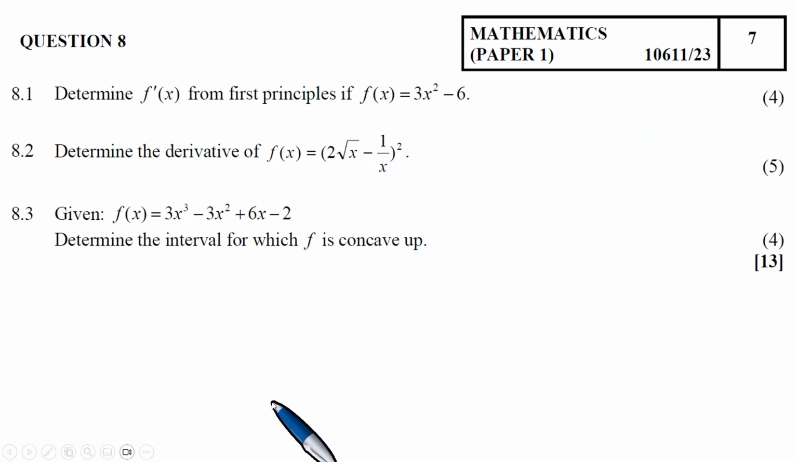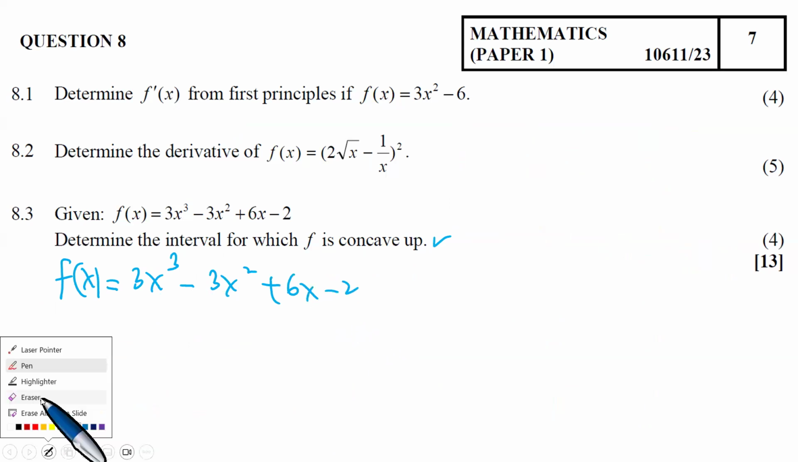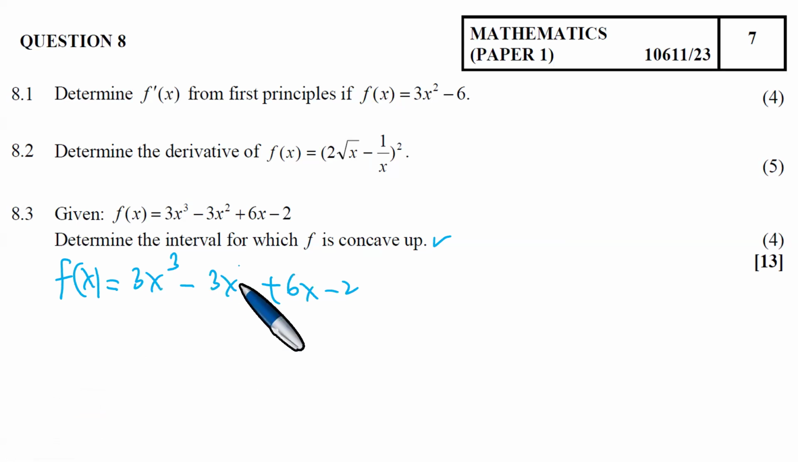Now, if you look at 8.3, determine the interval for which f is concave up. How do you find the interval for which f is concave up? If f of x is 3x cubed, 3x squared, plus 6x minus 2, how do you determine the interval where this is concave up?